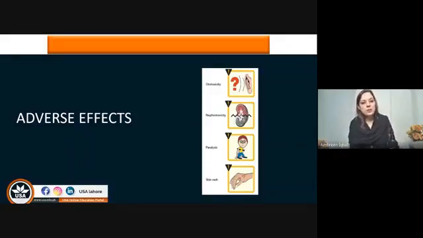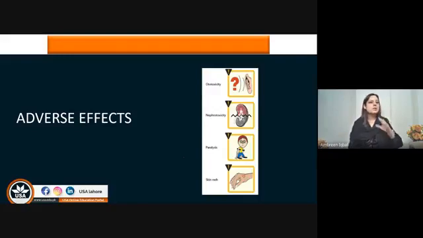Moving towards the adverse effects. As the picture displayed on the screen shows, there are four major adverse effects. Number one is ototoxicity, which we are familiar with. Number two is nephrotoxicity. The third is that it affects the neuromuscular junctions. And number four is that it causes hypersensitivity skin rashes. Let's discuss all these one by one.